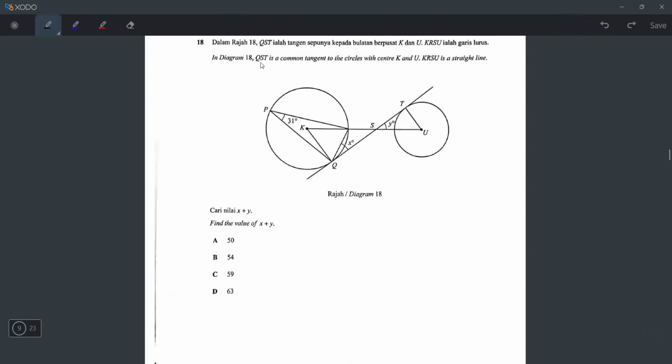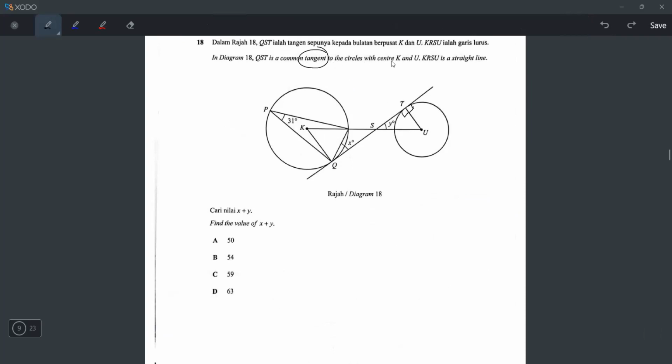Number 18, in diagram 18, QST is a common tangent. The moment you see the word tangent, put a 90-degree. Here also I will put, but I don't want to put here, because there's many lines blocking. Okay, but we all know this and this is 90, this is also 90. But there's too many lines, so I won't put it. I think I'll put it here.